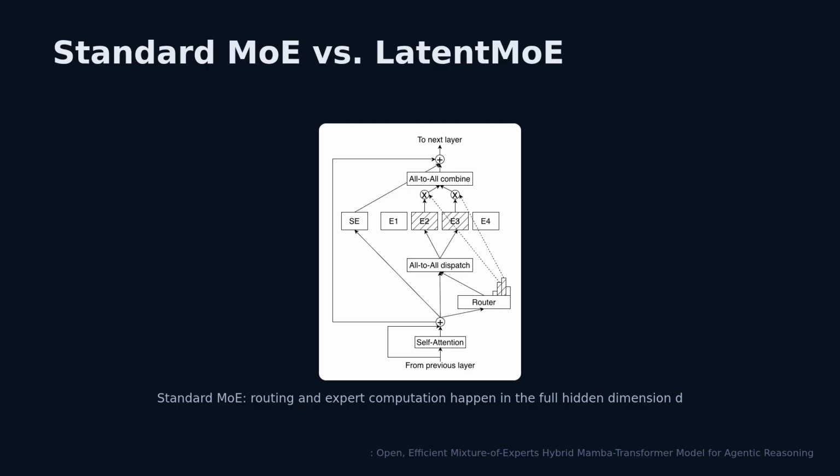Let's dig into latent MoE. In a standard mixture of experts layer, each token is routed to a small set of expert networks in the full hidden dimension. The bottleneck is memory bandwidth, reading large expert weight matrices, and communication overhead when routing tokens across devices. Latent MoE breaks this bottleneck by projecting tokens into a smaller latent space before routing and expert computation.